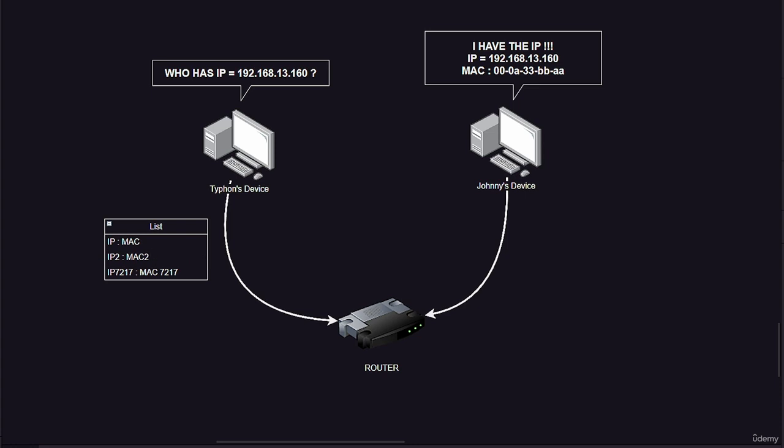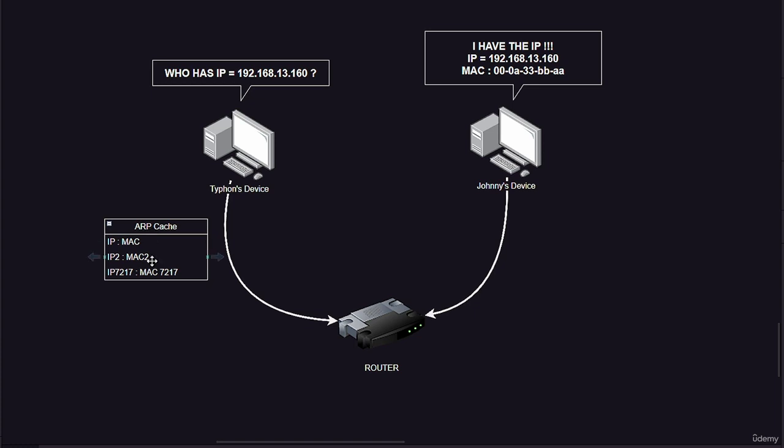Now, in order to find the MAC address of Johnny's device, Tayfun's device will first look inside an internal list maintained by it called the ARP cache. It's also called the ARP list in some places. It will check the ARP cache to see whether Johnny's device IP address is mapped to a physical MAC address inside its table. This is called the ARP list or ARP table as well.